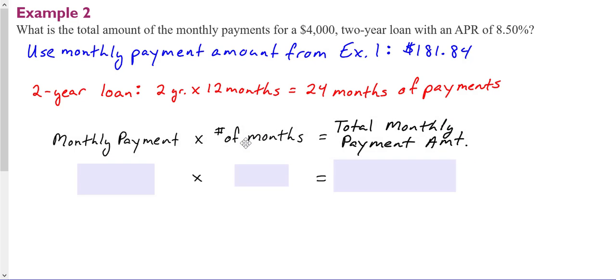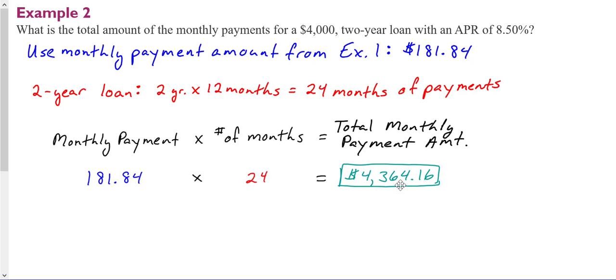To calculate the total amount of monthly payments, we would take the monthly payment of $181.84, multiply it times the number of months we are paying, which is 24, and we would have a total of monthly payments of $4,364.16.